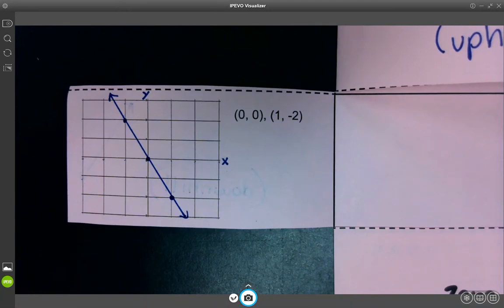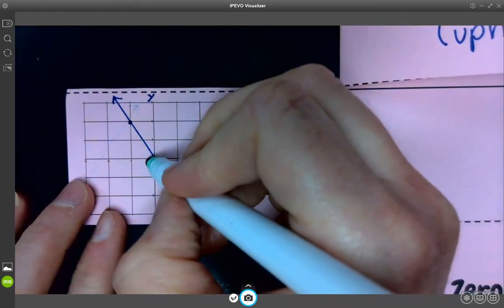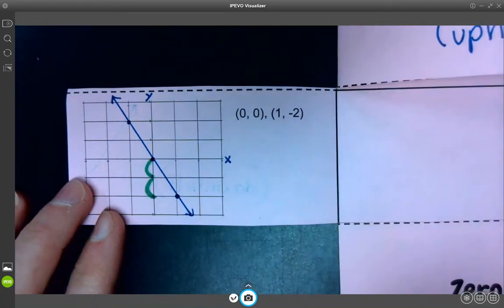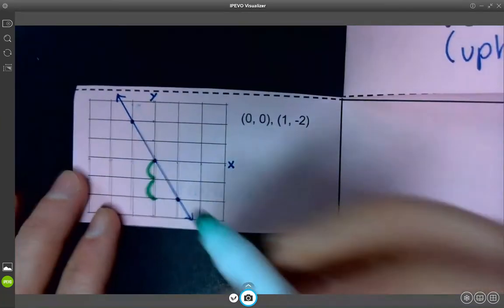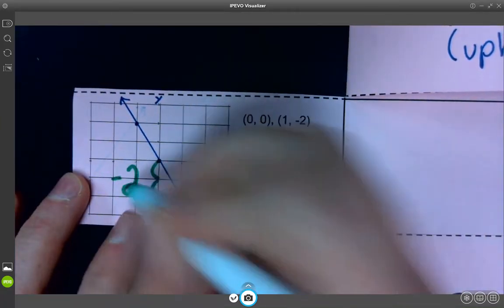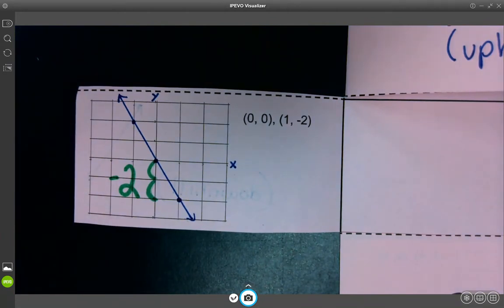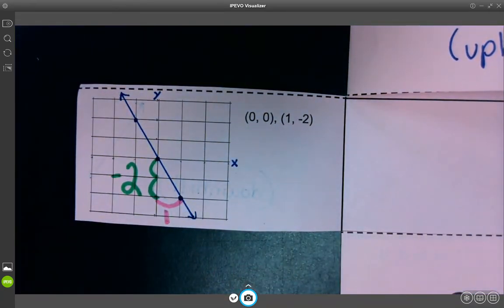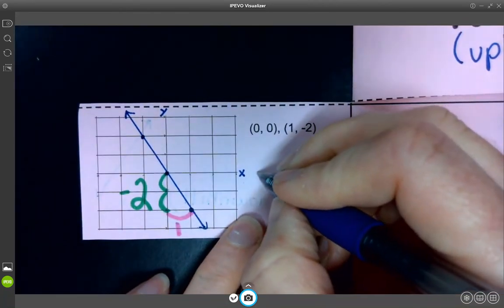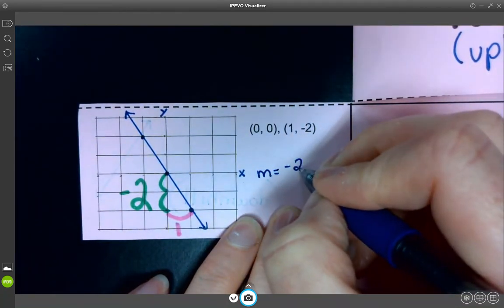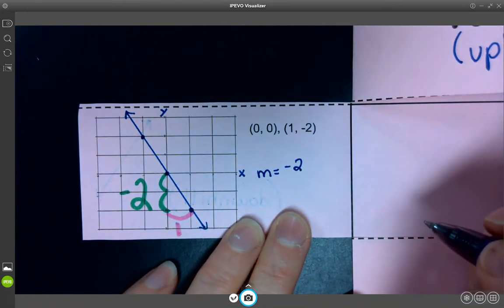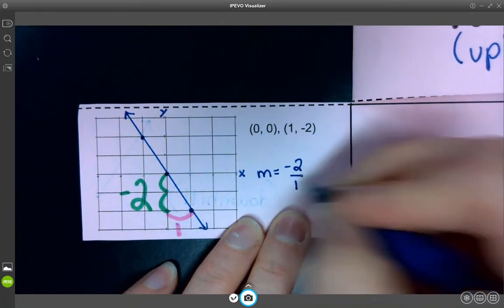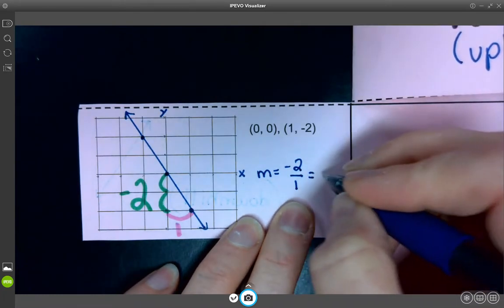So start on the point on the left and do your rise in one color and your run in the other. I'm going to start with the origin. So go down 1, 2. Since it's going down, whenever you rise, you do a negative 2. And then run 1. So rise negative 2. So m equals negative 2 over 1, or just negative 2.